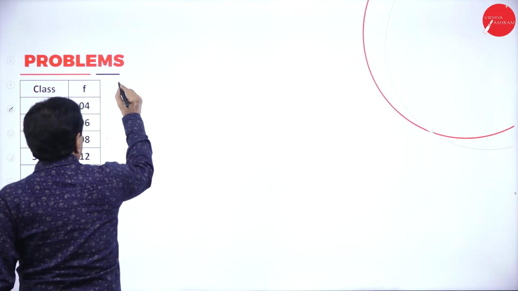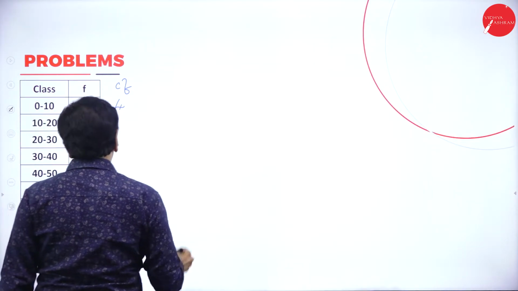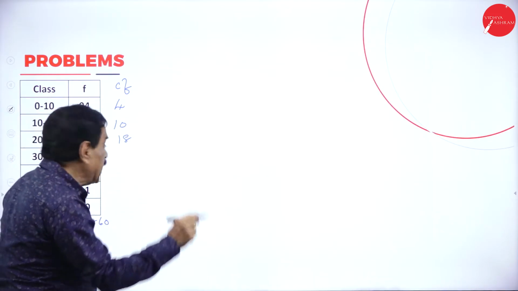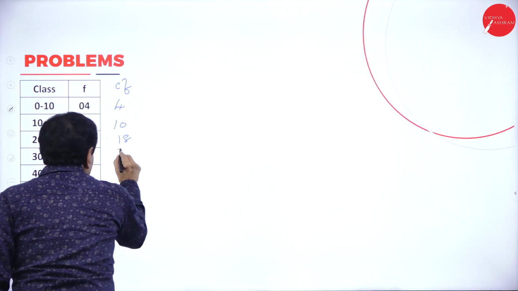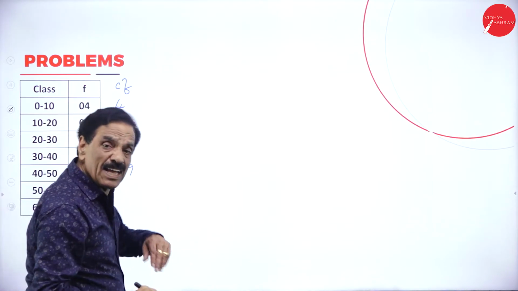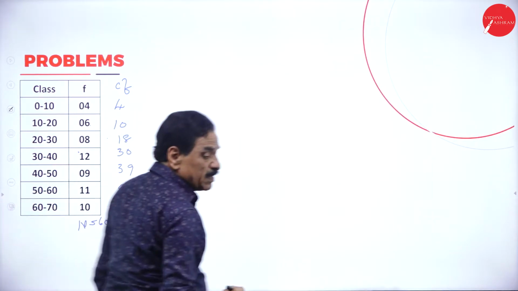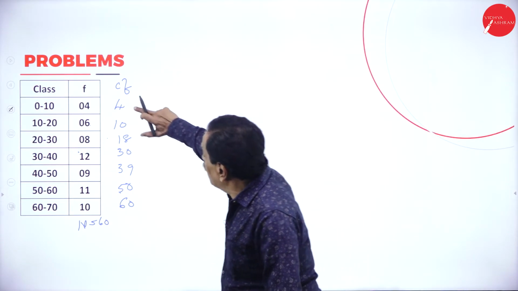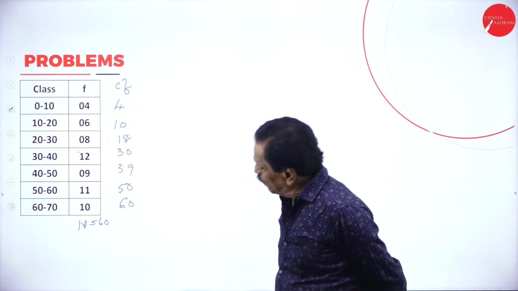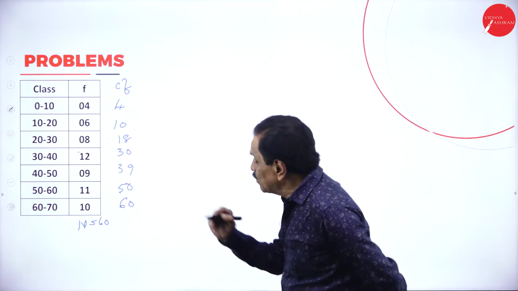Make the cumulative frequency. What is the first number? 4. Add 6, 10. Add 8, 18. For 18, add 12, 30. For that, add 9, 39. For that, add 11, it becomes 50. Add 10, this is 60. This is your cumulative frequency. What is the first one? 4. For 4, 6 should be added, then 8, then 12, plus 9, plus 11, then 10. So n is equal to 60.